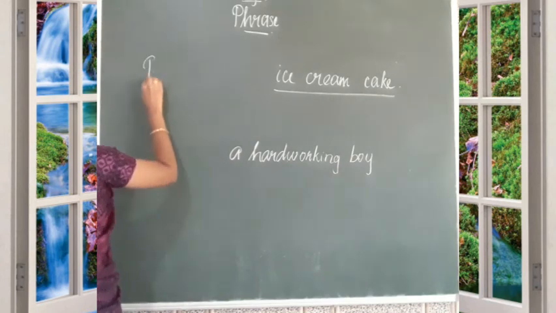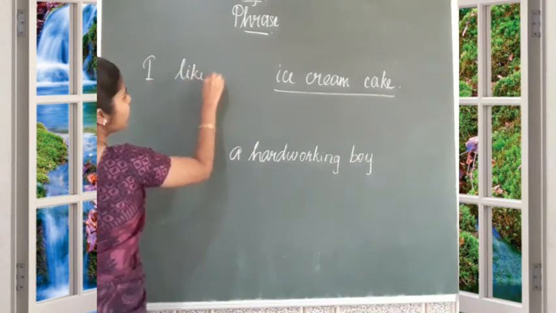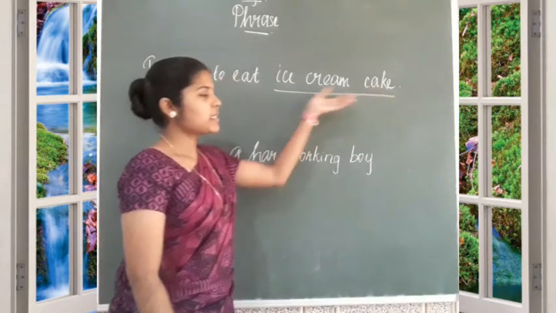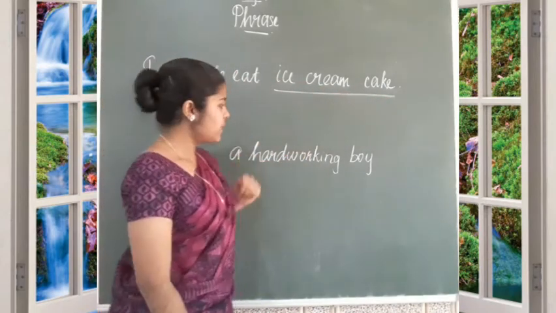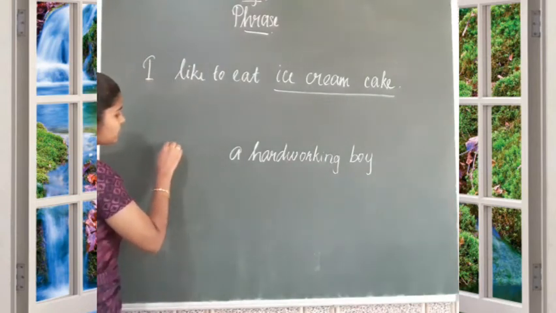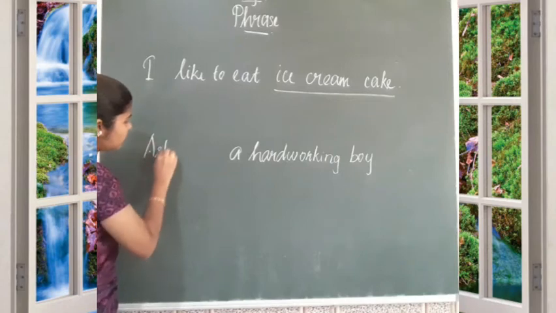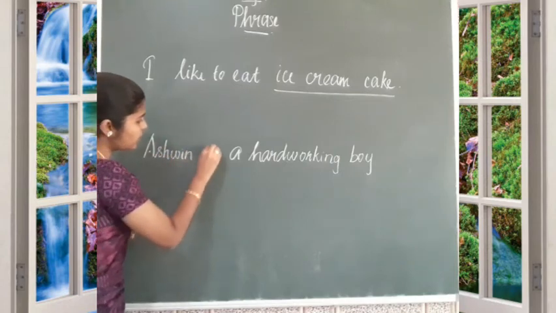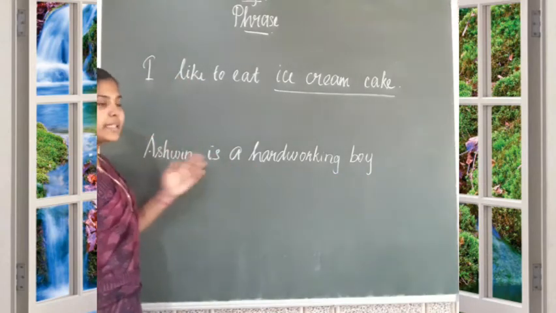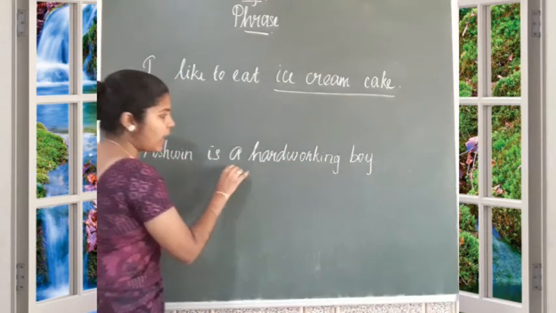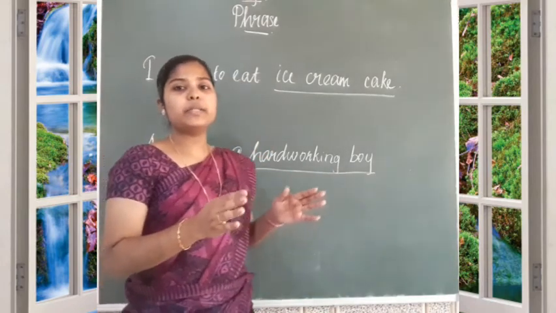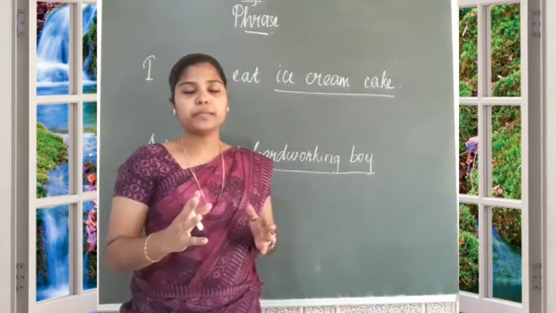Now, I like to eat ice cream cakes. Now this is a sentence. In the same way, a hard-working boy. We can write, Ashwin is a hard-working boy. So now this is a sentence. A hard-working boy is a phrase. Now can you understand the difference between a sentence and a phrase?